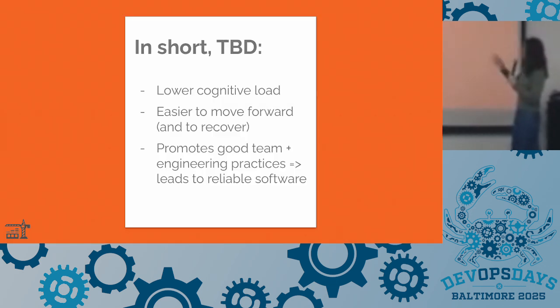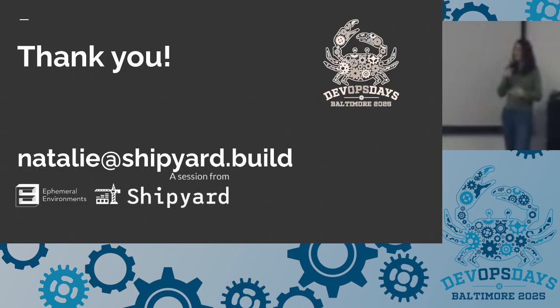So in short, TBD is great because it's easier for the developer, because you're dealing with smaller broken down features at a time. It's just easier to move forward and recover because everything is super granular. And it promotes good team practices in general, because you can't do TBD with poor engineering practices. You really need to work towards it. It's not going to happen overnight.